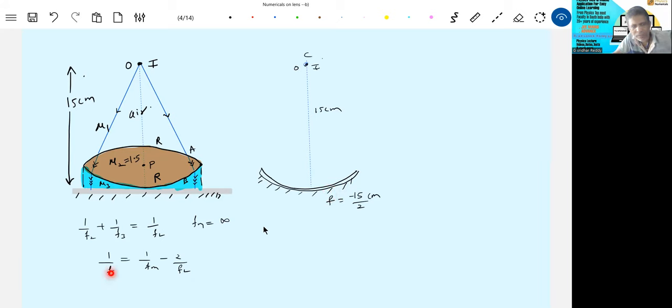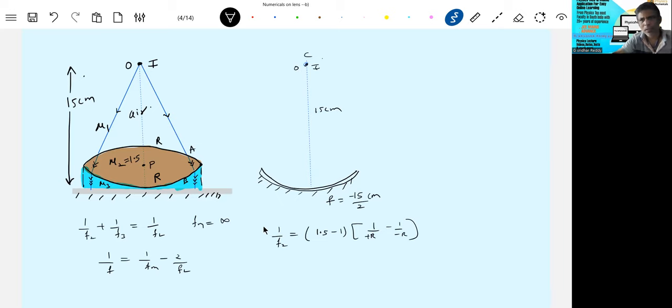So now you know F, you know FM will be infinity. Then you know what F2 is. What is F2? 1 by F2 is equal to mu 2, 1.5 minus 1, 1 by R minus 1 by R. Okay, that F2 will come here. We know F. F2 will come. And what is F3? F3 we have here.